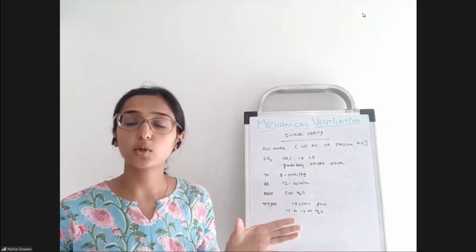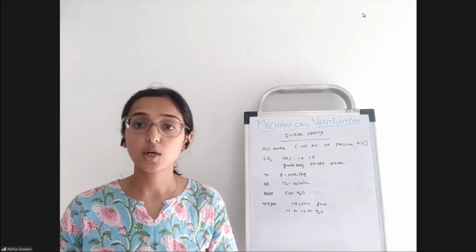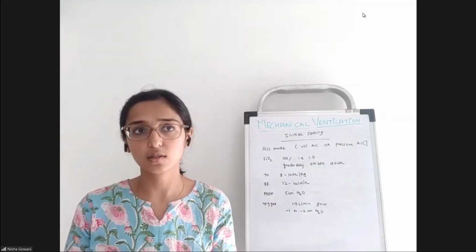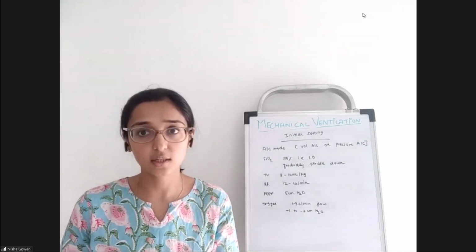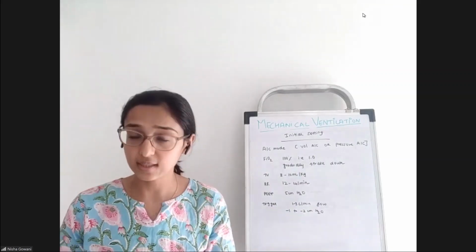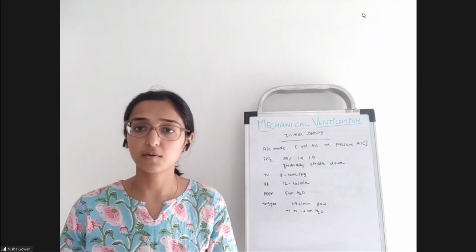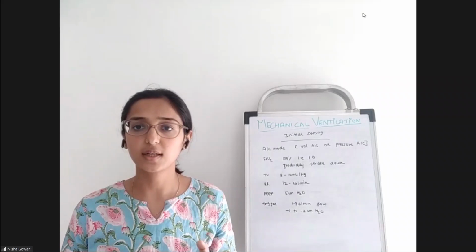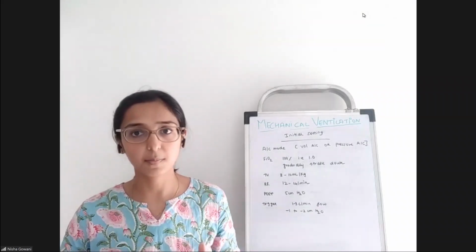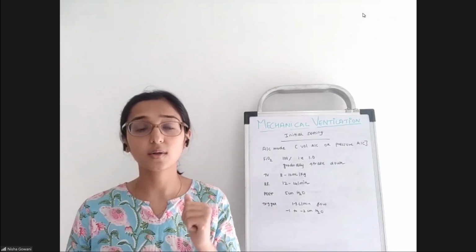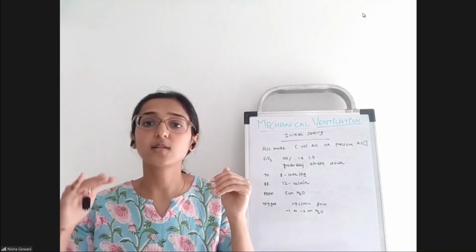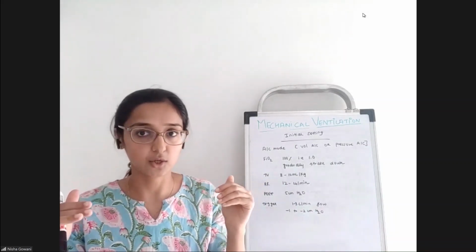Then we have to set the FiO2, which is the fraction of inspired oxygen. So whether the patient should receive 100% oxygen, 80% oxygen, how much percent of oxygen should the patient receive? So at the start, always start off with an FiO2 of 100%, gradually bring it down over the next 24 hours, at least to 50%. But that has to be done while you're looking at the saturation of the patient, as well as keeping in mind the PaO2 of the patient.